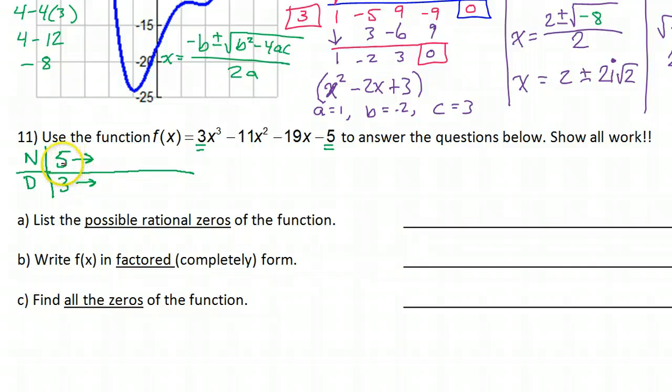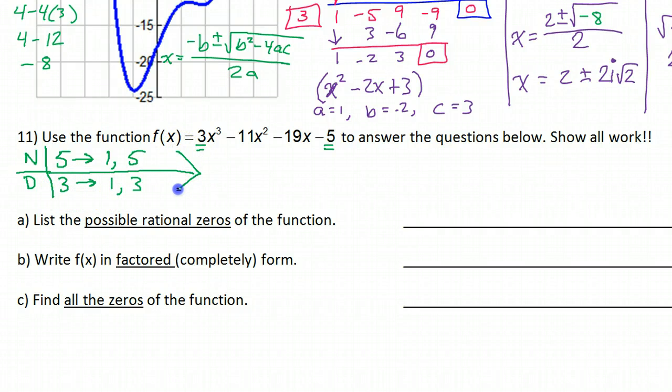So the only numerators will be factors of 5, things that divide into 5. Well, that's a very short list. Only 1 and 5 go into 5. Same thing with the possible denominators. They have to be factors of this leading coefficient. The only factors of 3 are 1 and 3. Those are the only numbers that divide evenly.